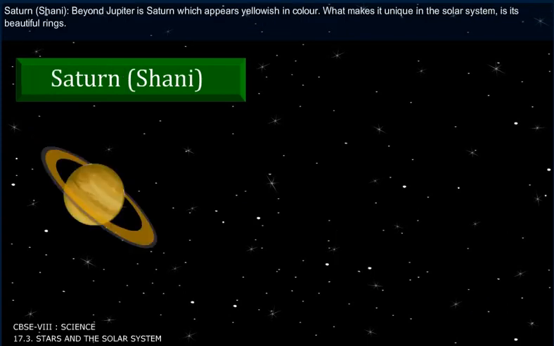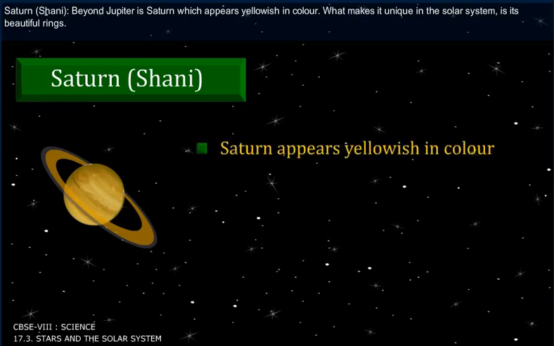Saturn, Shani. Beyond Jupiter is Saturn, which appears yellowish in color. What makes it unique in the solar system is its beautiful rings.